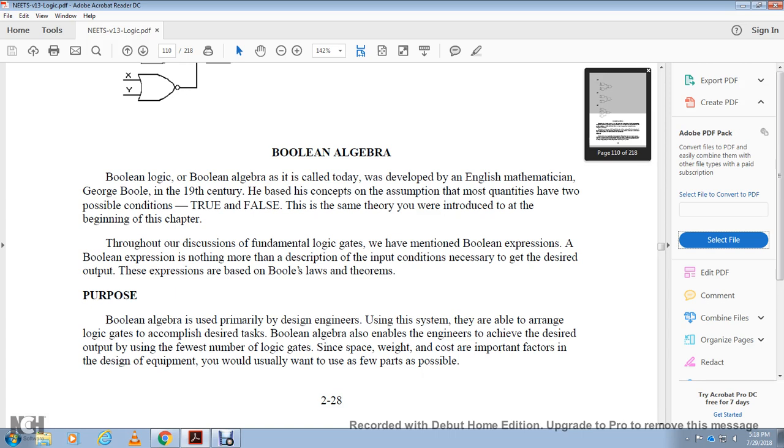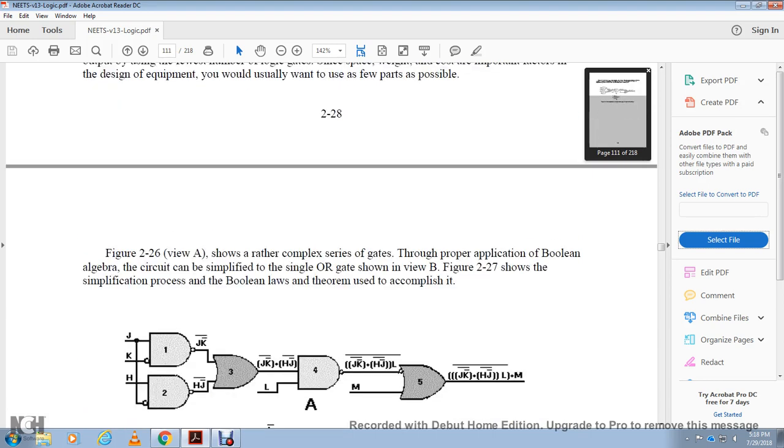The purpose of Boolean algebra is to help design engineers using the system. They are able to arrange the logic gates to accomplish the desired task. Boolean algebra also enables the engineer to achieve the desired output with the use of a few number of logic gates, since space, weight, and cost are important factors in the design of equipment. You would usually want to use as few parts as possible.